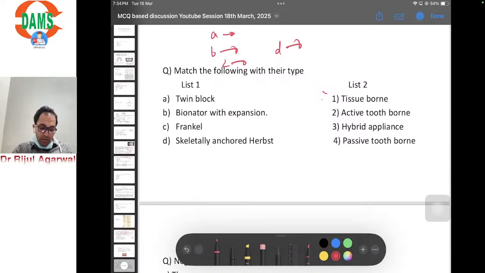Bionator with expansion, Frankel, skeletally anchored herbst. So we have A with 4. A with 4. Okay. B with... C with 1. No one has told B and D yet. B with 3. Okay, someone said B3, C1, D2.